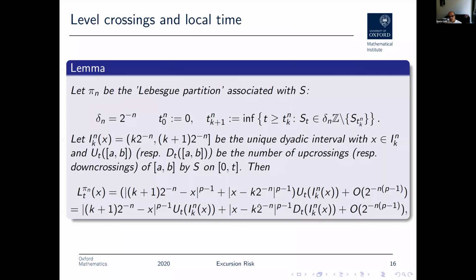This is really what will help us, because we're interested in the up crossings or down crossings, since these are the delta excursions. It shows that the local time of order p, as we defined it here, gives you an estimate of these.